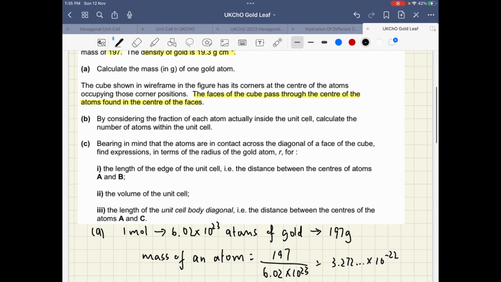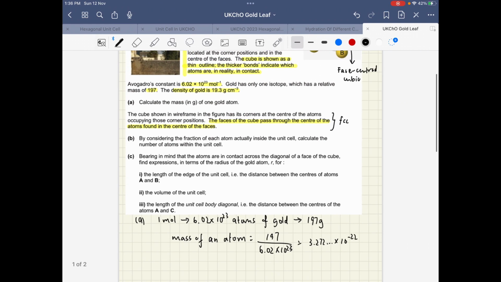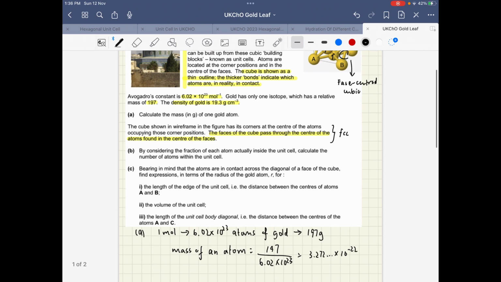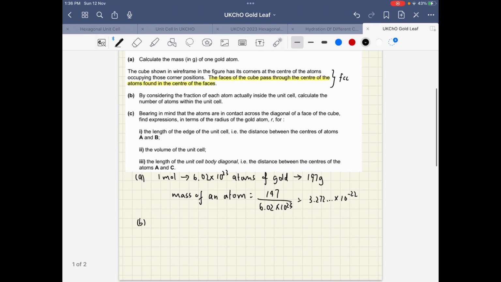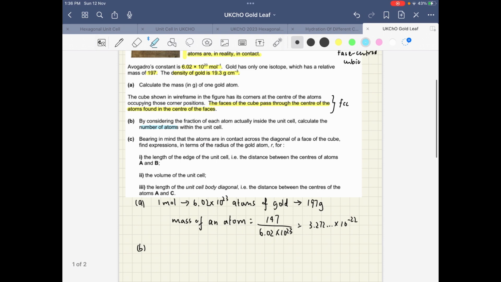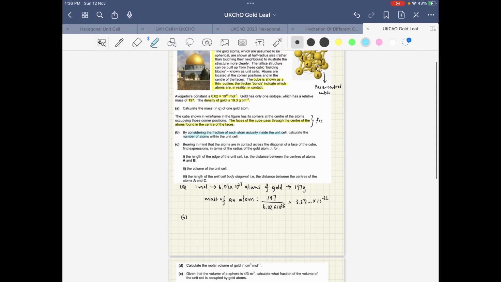This statement is telling you the structure, and I've mentioned that it's a face-centered cubic structure. You may refer to my previous video to know what the face-centered cubic structure is, but we will move on to calculate the properties of this unit cell. Here we want to count the number of atoms. It also reminds you to consider the fraction of each atom actually inside the unit cell.